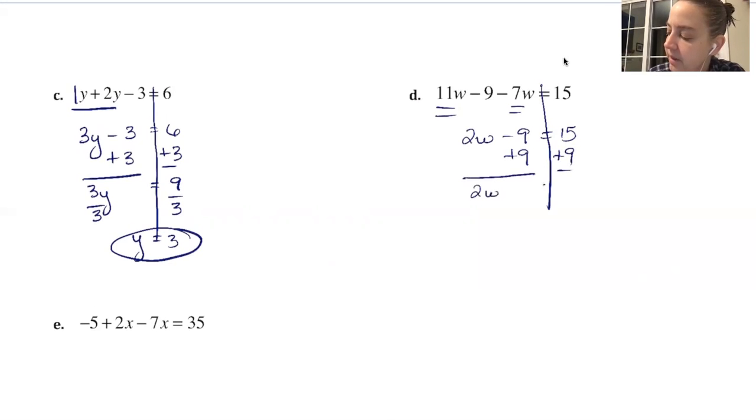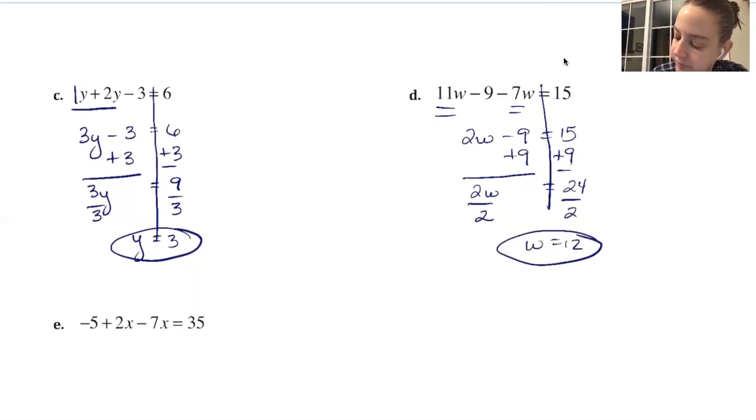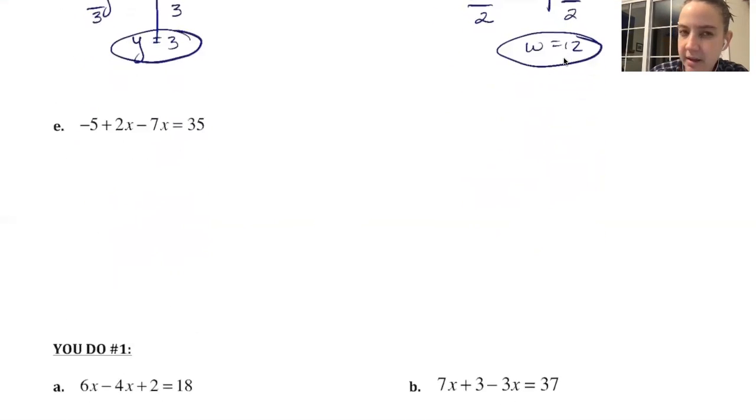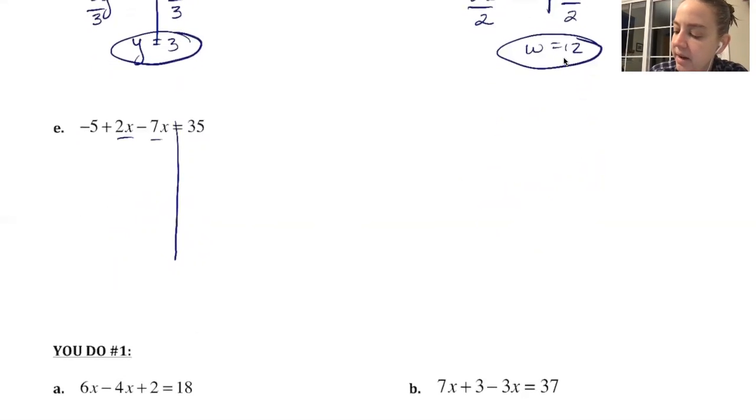2w is equal to 15 plus 9, which is 24. Divide both sides by 2, and w is equal to 12. Getting the hang of this? I hope so. In letter E, combine like terms, 2x minus 7x is negative 5x equals 35.